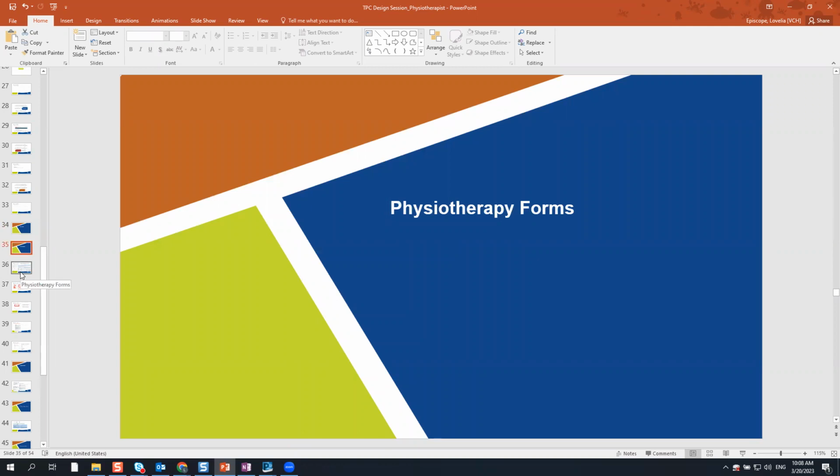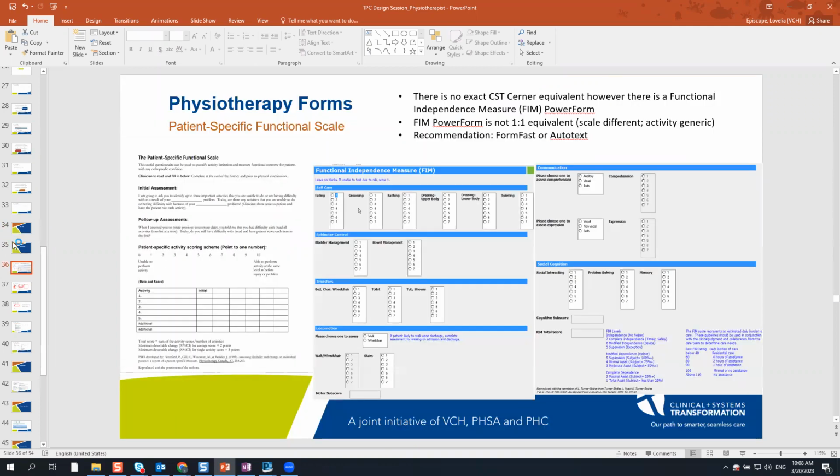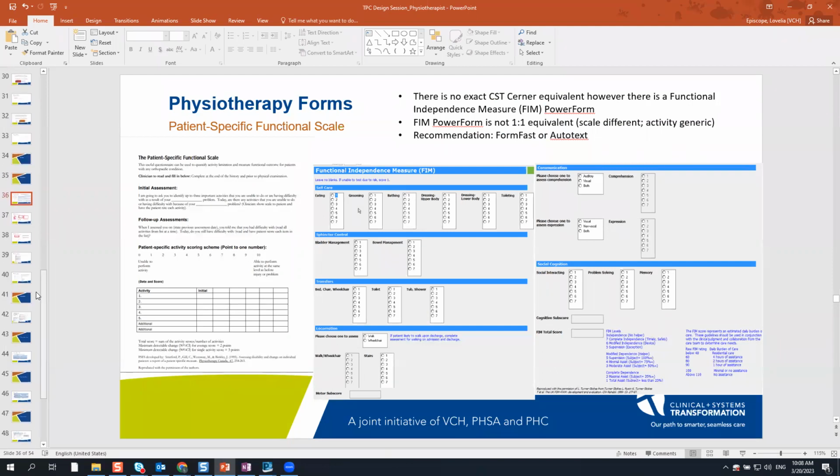So forms review, just jumping right along. So we have the patient-specific functional scale form that you had sent in to us. There is no exact CST Cerner equivalent of this form. However, there is a functional independence measure power form. We did also present this to the OT in our other group for the transitional pain clinic design session. And we are recommending either form fast, so keeping this form as a paper form, and then you're just filling it in as you normally would, which will be then later on scanned into the patient's chart.